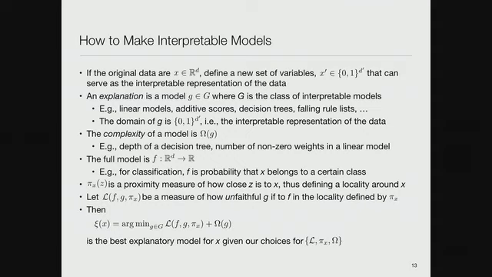So they then define their loss function based on the actual decision algorithm, based on the simplified one, and based on the proximity measure. And they say, well, the best explanation is that G, which minimizes this loss function plus the complexity of G. Pretty straightforward. So that's our best model.